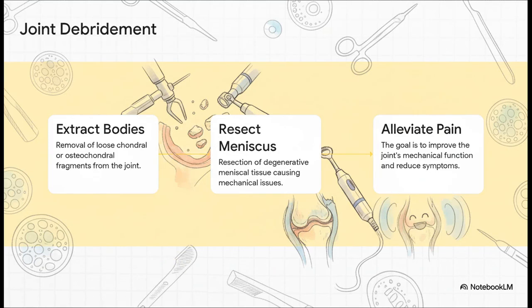It makes sense then that our arthroscopic solution is also mechanical. We perform a joint debridement, which is really just a cleanup job. We go in there to fish out all that debris, the loose chondral and osteochondral fragments that cause those classic mechanical symptoms like locking and catching. We can also trim up degenerative meniscal tears while we're there. Now, the goal isn't to cure the OA, we can't, but it's to improve how the joint works mechanically and give the patient relief from those very specific symptoms.